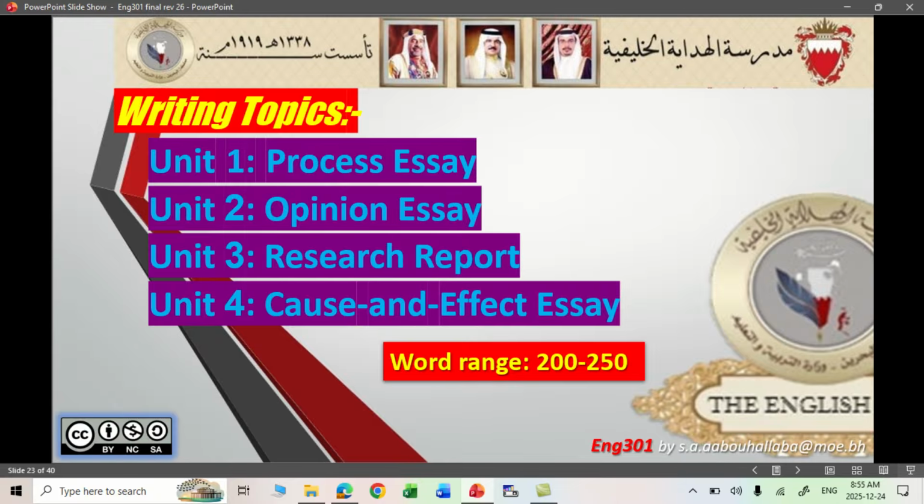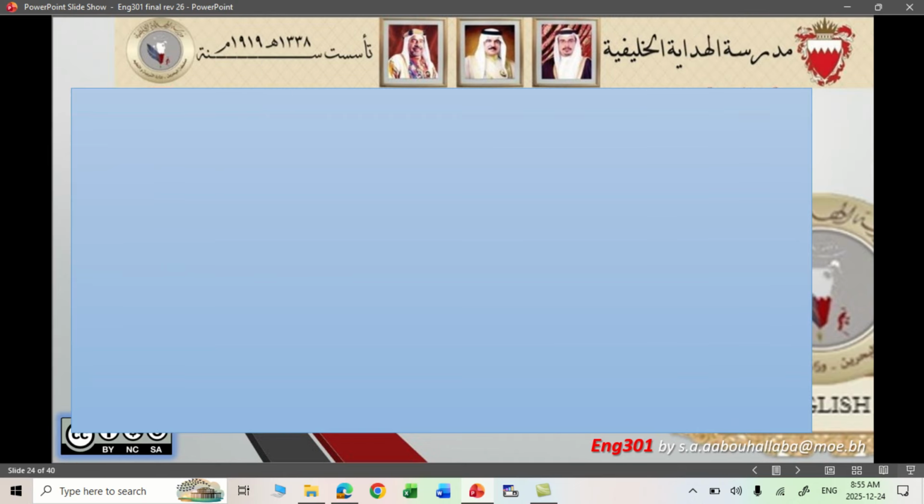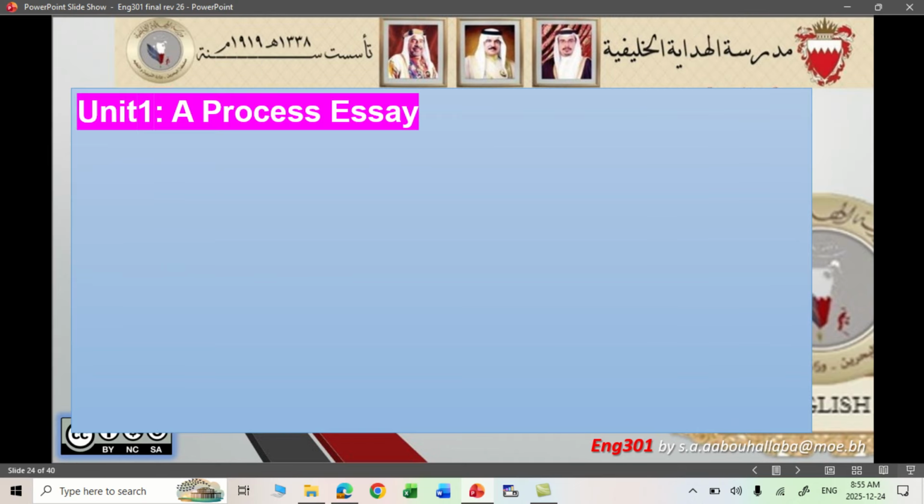So that's the word limit you need to use in all your writings. In your exam, you will have 2 writing topics. You need to choose one of them. You are going to write about one topic only, but you will have 2 options to choose from. Let's look at each form of these writings.